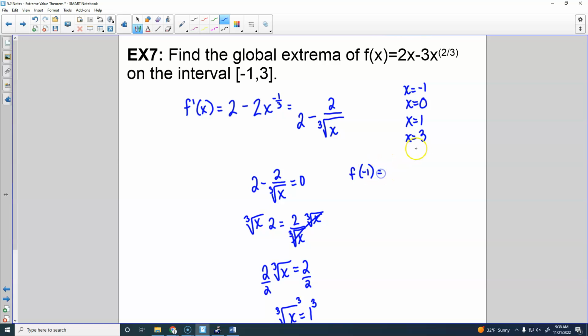So we've got 2 times -1 minus 3 times -1 to the 2/3. I know that's going to be -2. What is -1 to the 2/3? How do I think about that? Let's think about it like a root. This would be the cube root of -1 squared. What is -1 squared? +1. And then the cube root of +1 would be +1. So this is going to be -2 minus 3, which will give us -5.